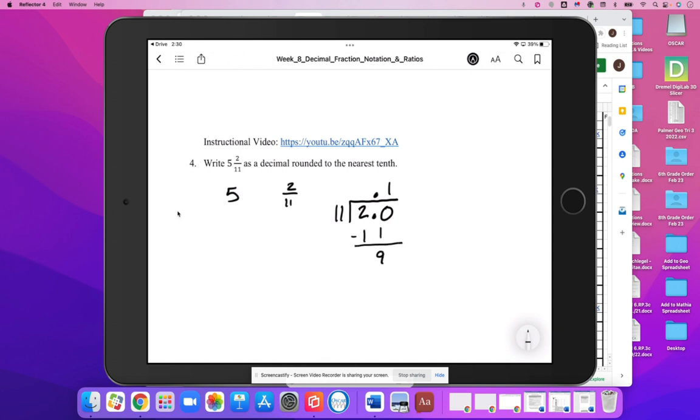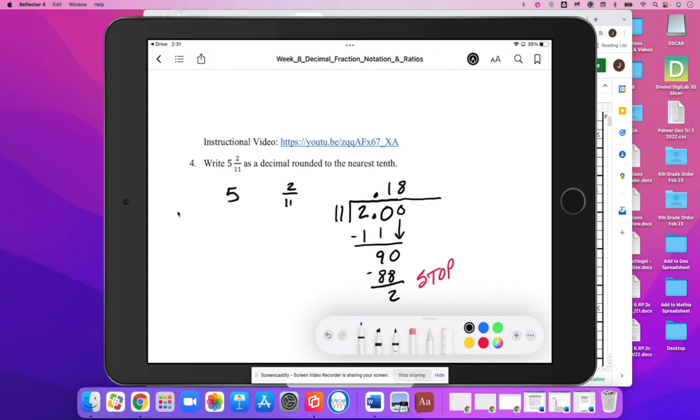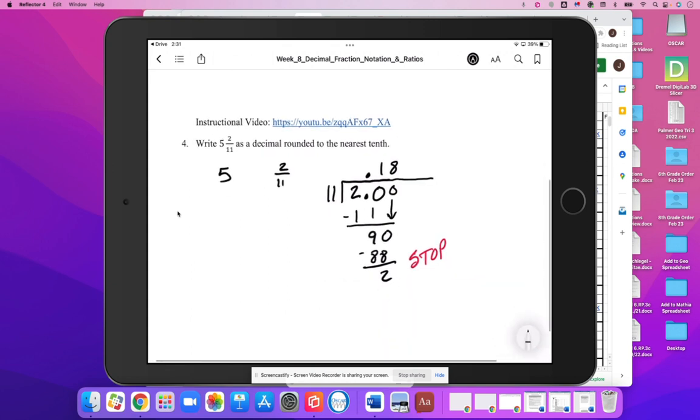We get 9. 11 does not go into 9, so we need to add a 0 and bring it down. And so that's going to make 90. 11 goes into 90 8 times. And we are rounding to the nearest tenth here, so I can stop because I do have a value in the hundreds place. And so that 0.18 is going to round to 0.2. So my final answer for this one will be 0.2.